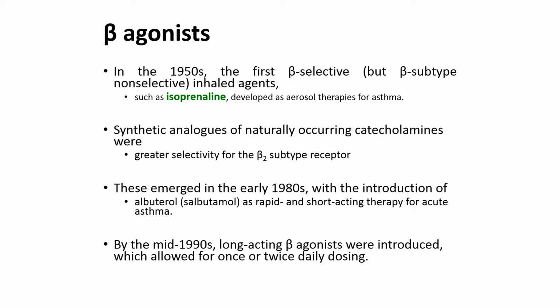Then in the 1950s, the first beta selective inhaled agent, isoprenaline, was developed. Now just try to understand why we have moved towards selective beta 2 agonists. We were using adrenaline, okay. Now there were certain drawbacks of adrenaline. What drawbacks do you think there were? Then we tried to synthesize selective beta agonists, okay. In the 1950s we discovered isoprenaline, but by the 1980s we were trying to launch selective beta 2 agonists.